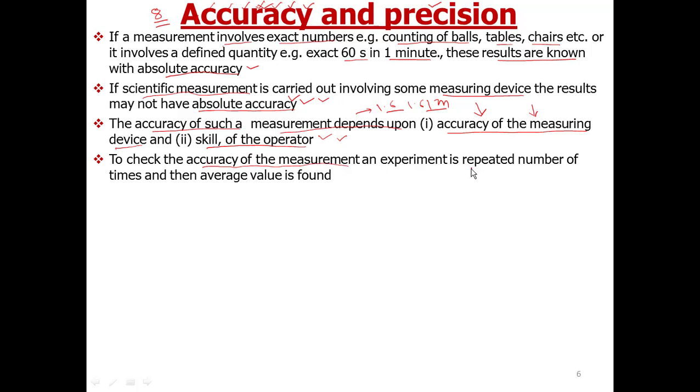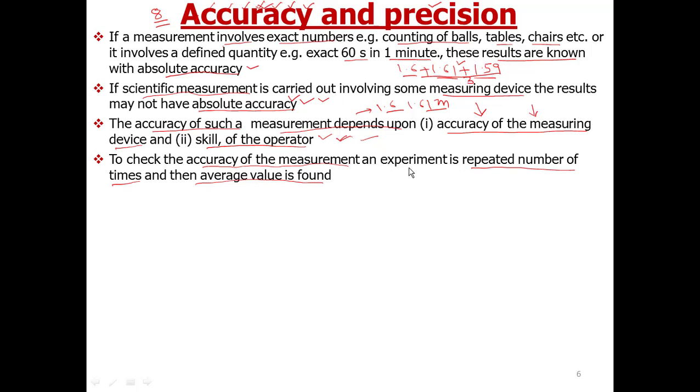What we do, we repeat the measurements a number of times, and then the average value is found. Like, we will say that the person should measure my height 5 times, 6 times, 7 times. Suppose he notes my height 6 times, like he notes 1.6, the second time he notes 1.67, next time he notes 1.59. Suppose he made 3 measurements, then we tell him to take the average value of these 3 by adding and dividing by 3.